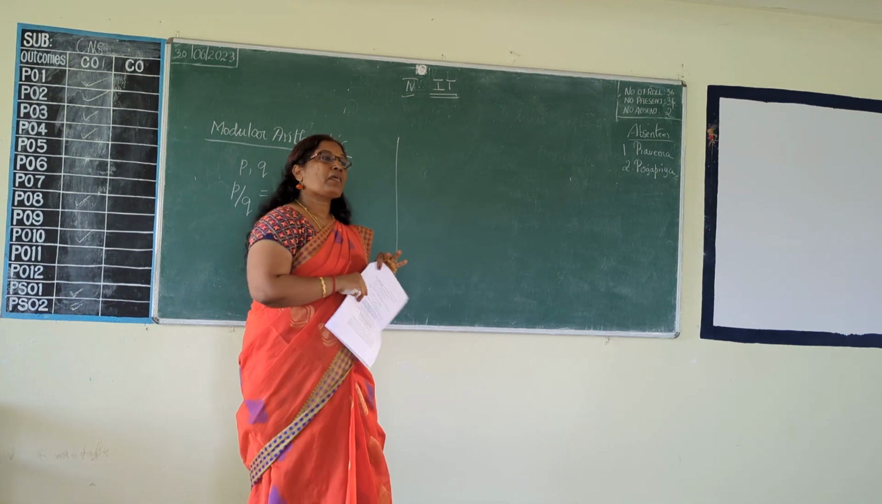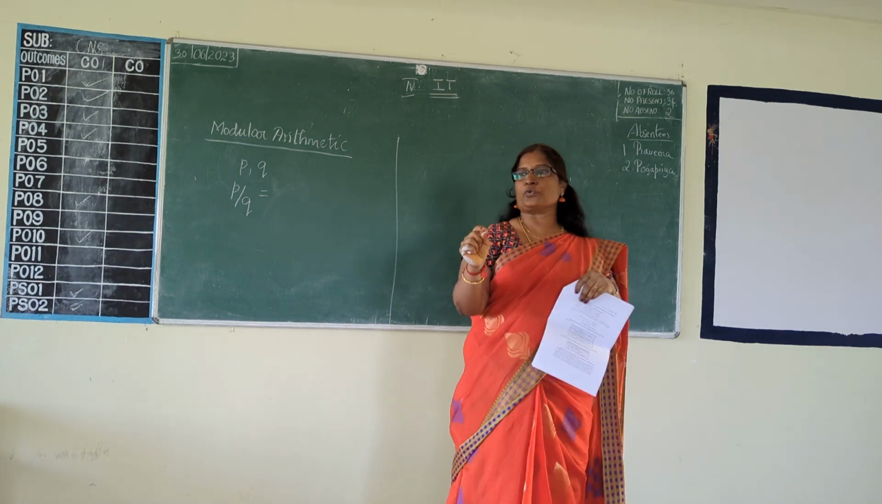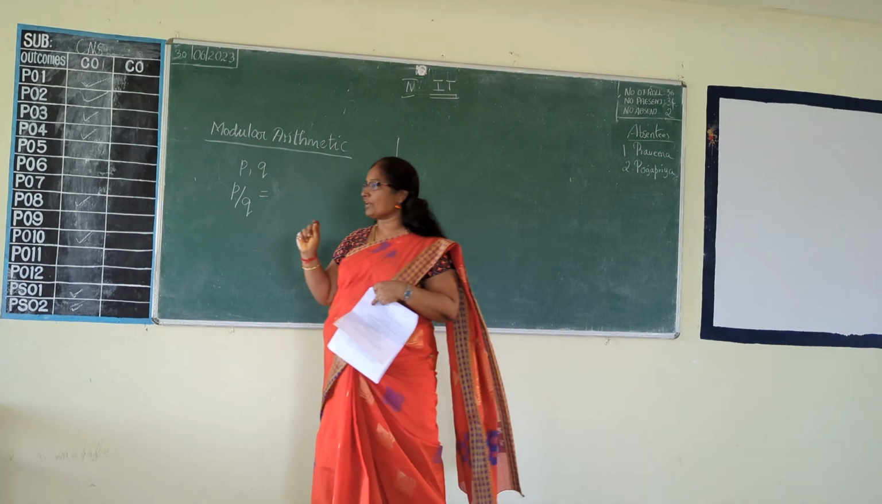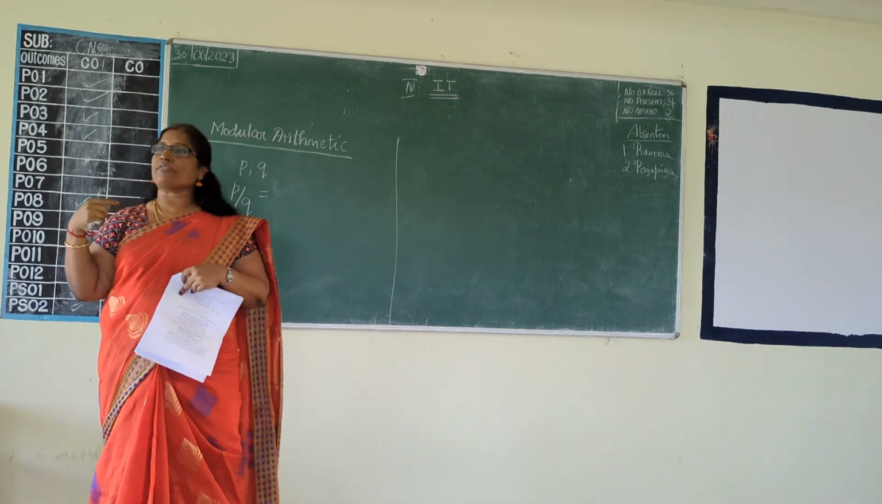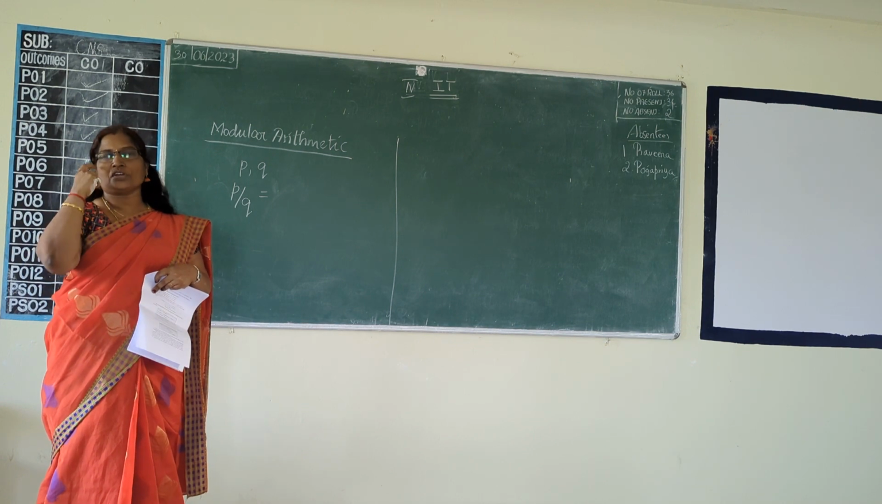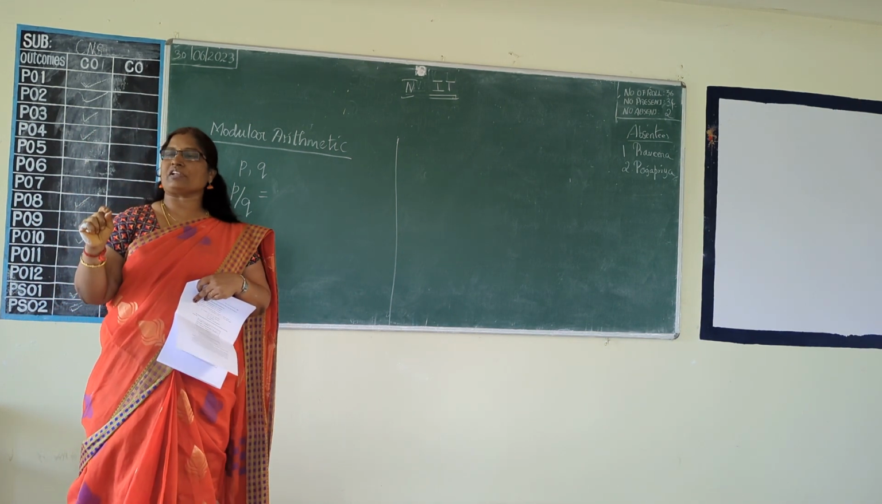So when the number is not divisible by Q and it is producing a remainder, how are we going to find that out and how are we going to use that in cryptography? Modular arithmetic is one of the mathematical concepts we will be using.